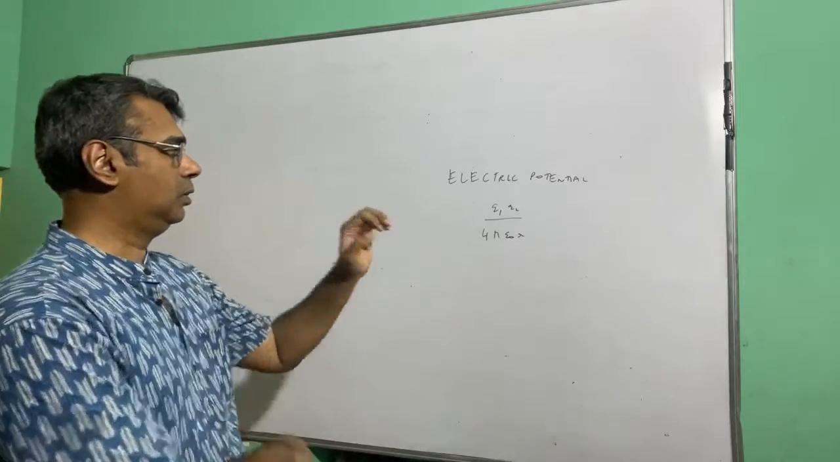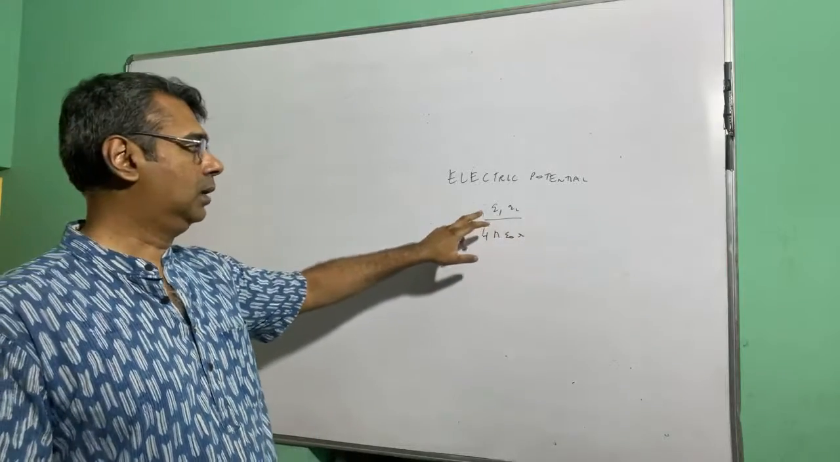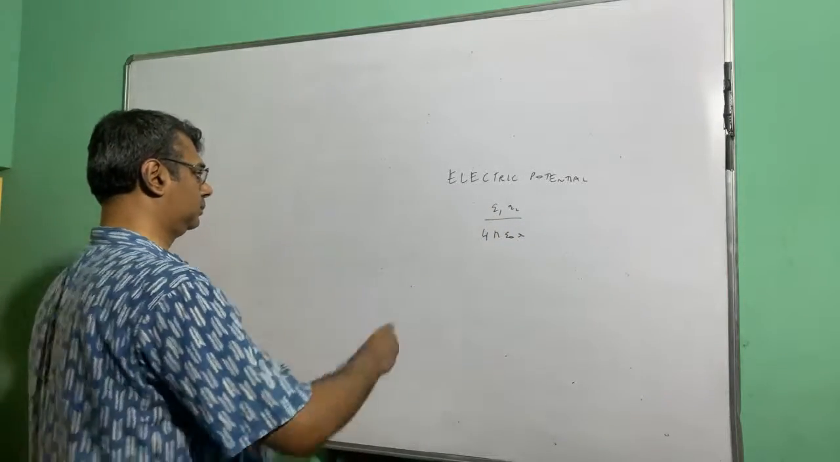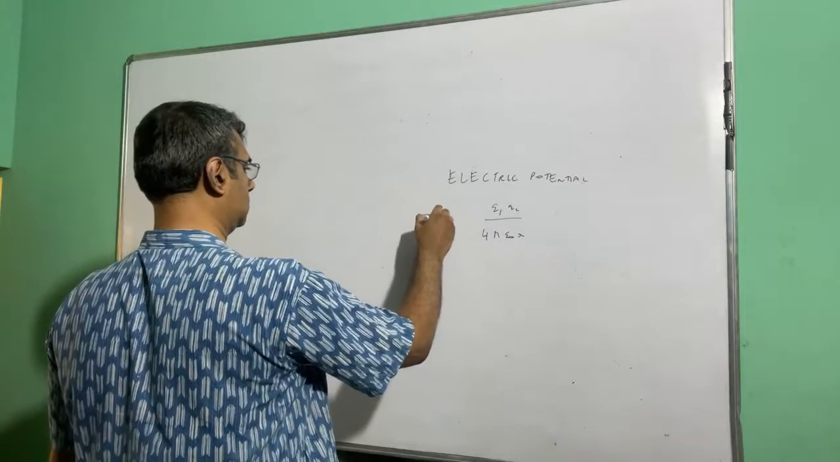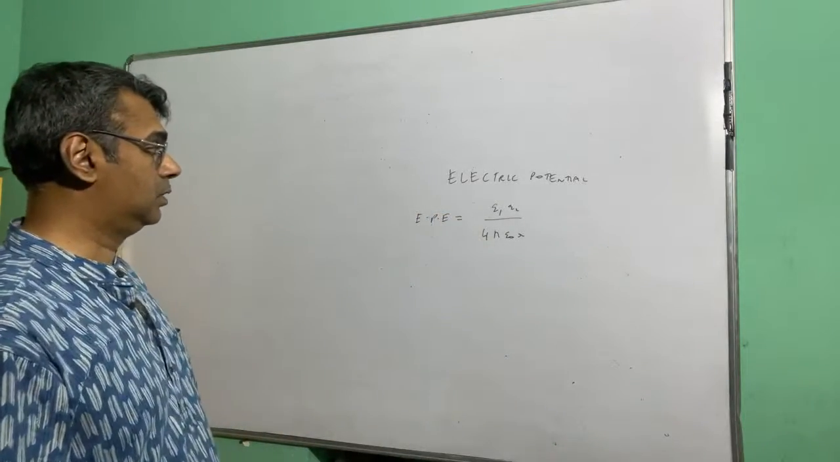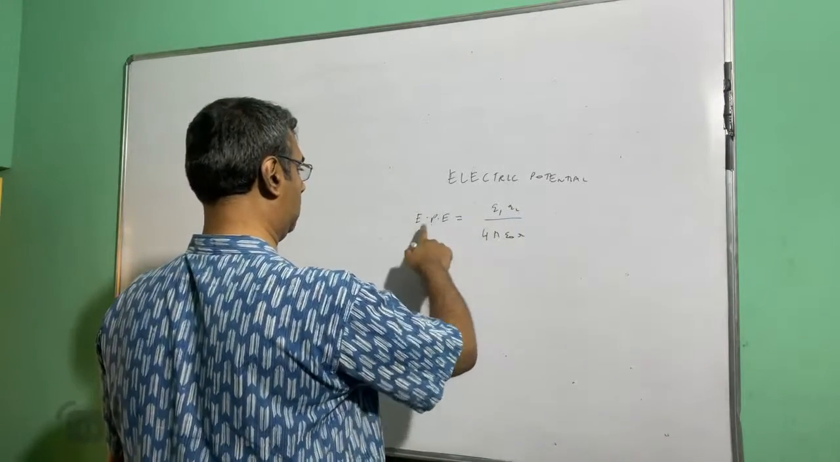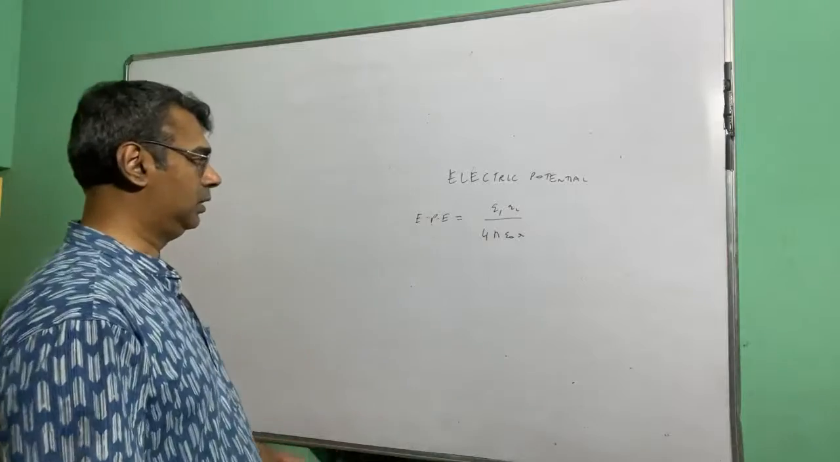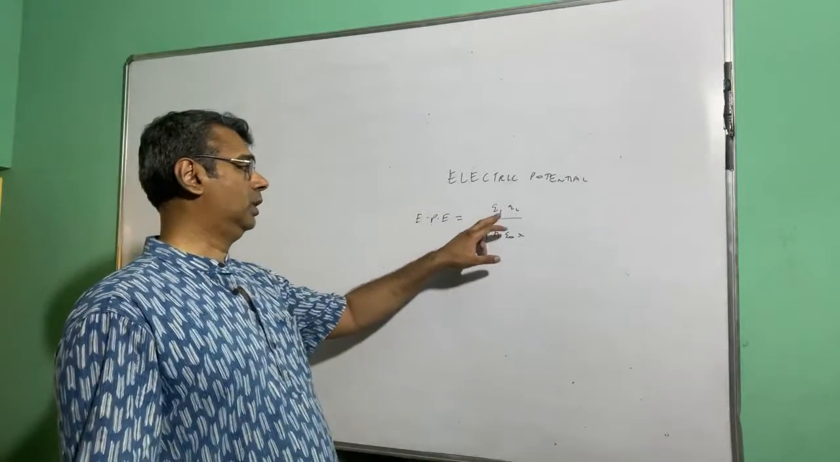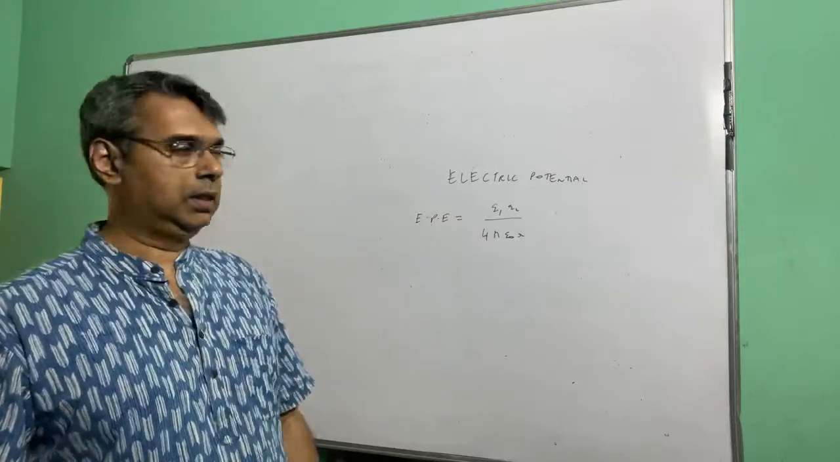So suppose there are two charges Q1, Q2 separated by a distance of r. Then Q1 into Q2 by 4 pi epsilon naught r is the electric potential energy, right? So Q1 into Q2 by 4 pi epsilon naught r, this is electric potential energy.